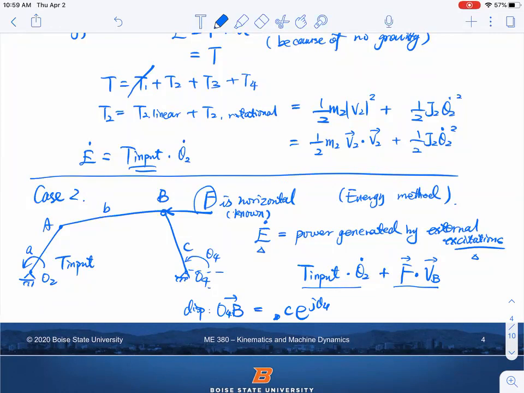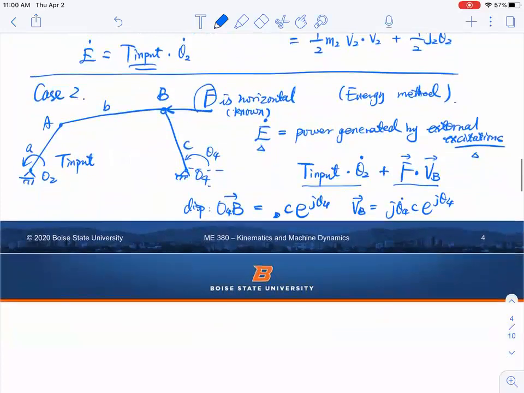And then we know that your VB is j theta 4 dot c e^(j theta 4). Okay. And then we need to calculate the dot product. So your force vector is minus F, because it's to the left. F is the amplitude of the force. So it's to the left, so that's why it's negative. There's no Y component. And then we need to find the VB vector.